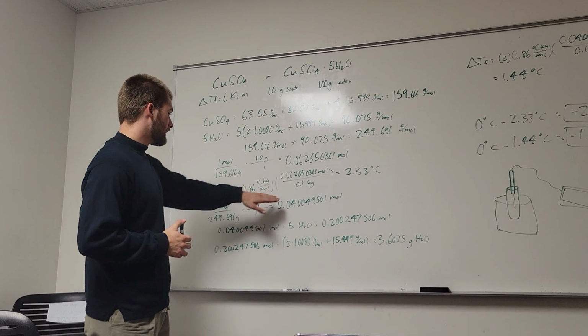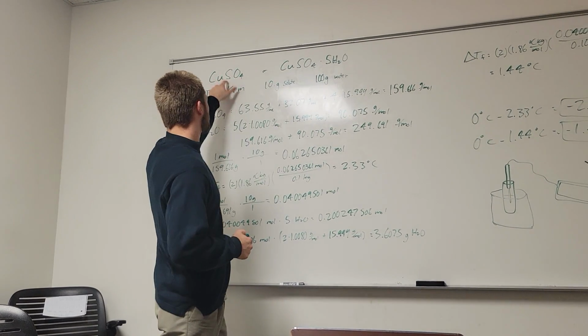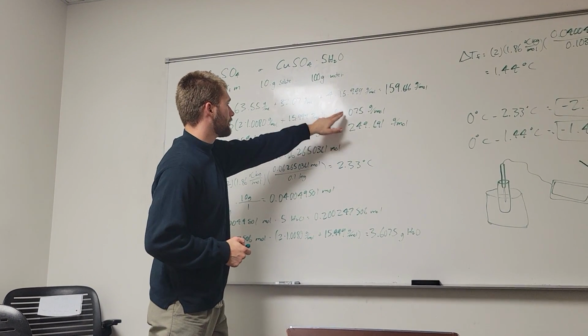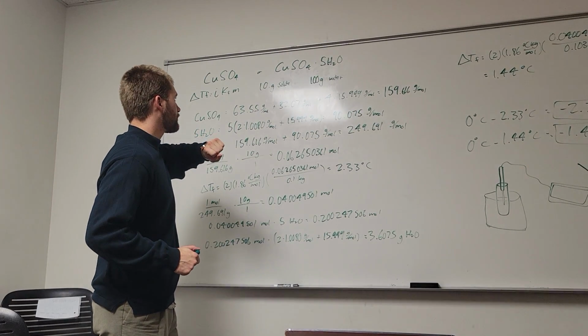So that's where we get that. Multiplied by the molality of copper sulfate. We have the grams per mole of the solute.